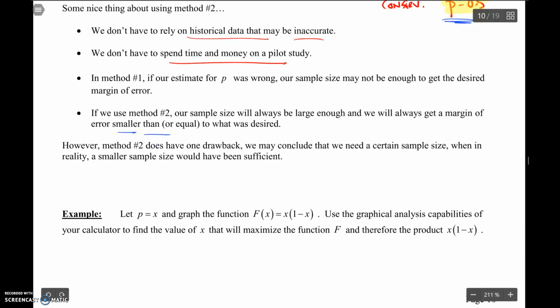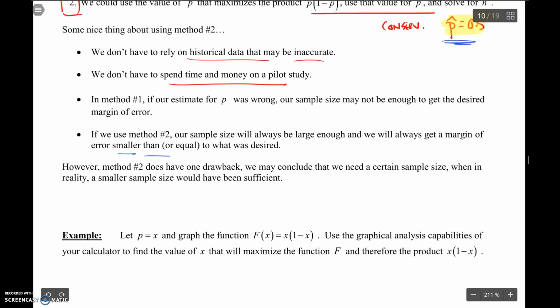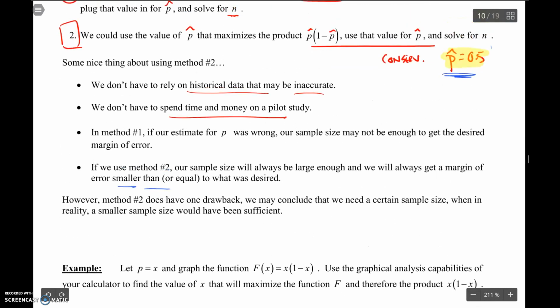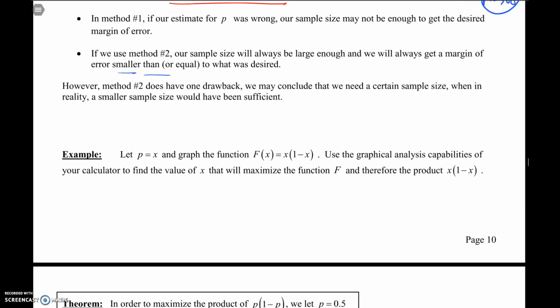There is one big drawback to method 2, however, and that is because it's a conservative approach, if you use it, you might get a sample size bigger than you really needed. Like you might think you need 800, but it turned out you really only needed 500, and you wasted a whole lot of time and money because you're being conservative. So whatever, we don't want to worry about that. We just do what the problem tells us to do.